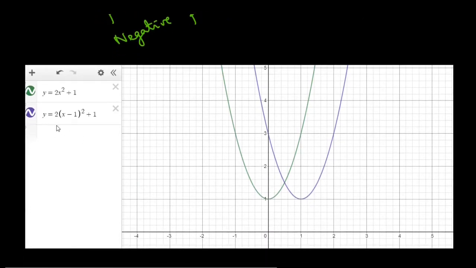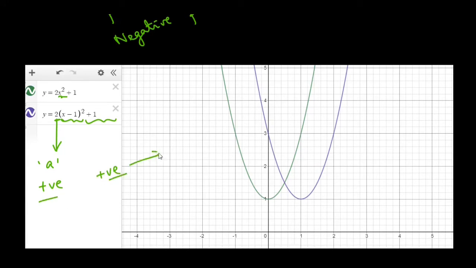Here again we can see we have a complete square here. The a value is positive and the constant here is positive. Both are positive, so no zeros. These curves are not intersecting the x-axis here.